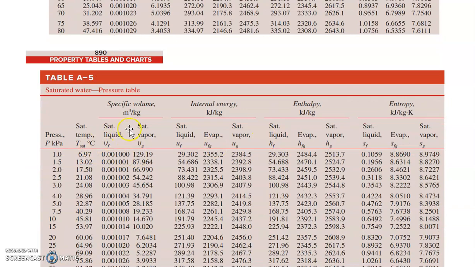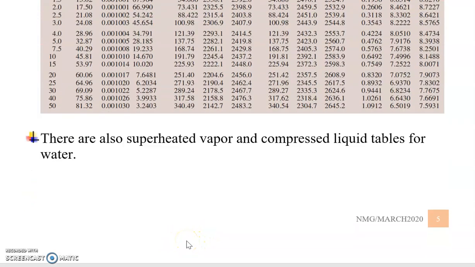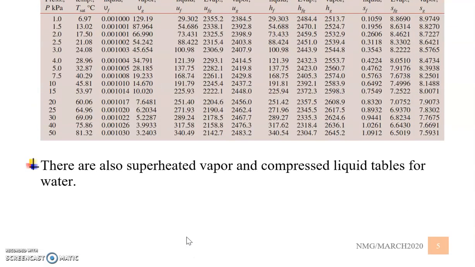There is also the pressure table, which means that at 20 kilopascal, the water is going to start to vaporize at 60 degrees C. So it's the same columns here. There are also superheated vapor and compressed liquid tables for water. That is for this module.